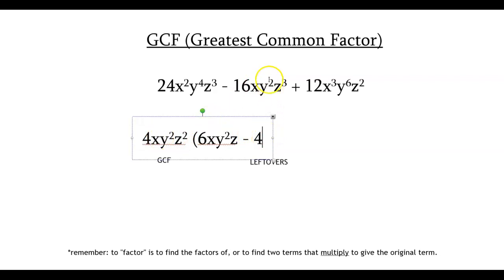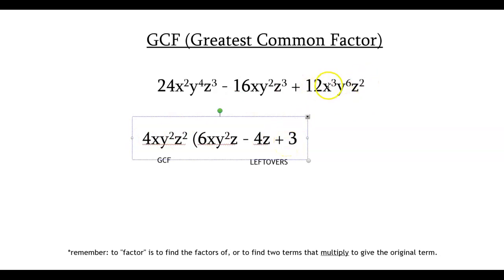I don't have to write x. Same thing here, y to the second and y to the second. 2 minus 2 is 0. If you get a 0, you don't have to write that term. However, z to the third and z squared, 3 minus 2 is 1. So I do have to write a z here. The operator is plus, so I write a plus. And then 12 divided by 4 is 3.